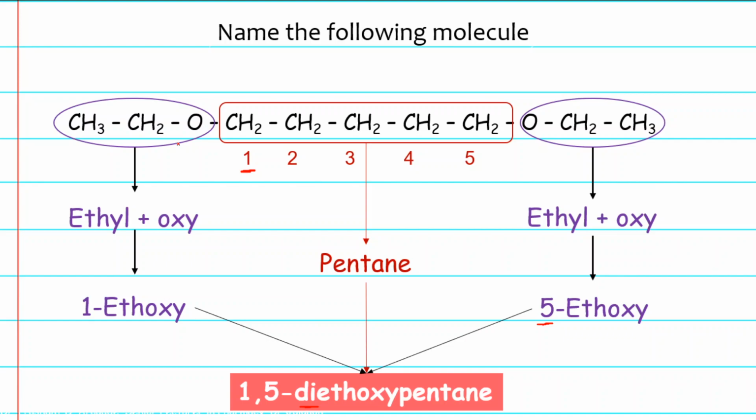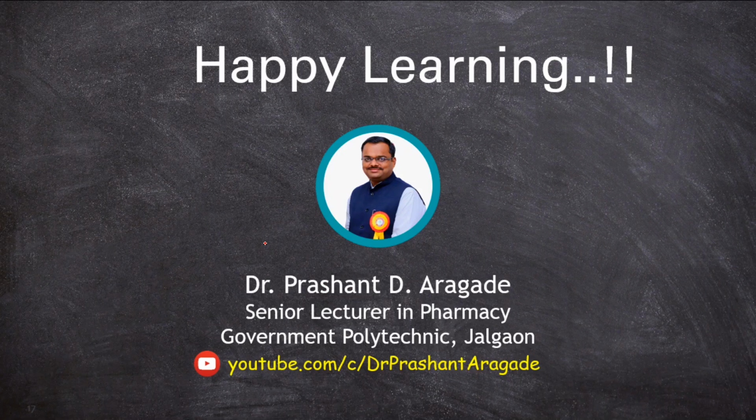So if it is present 2 times, then you have to use di. If it is present 3 times, then the tri prefix is used. And then you have to mention the position number. Remember that the position numbers are separated by commas, and the position number and name of substituents are separated by a hyphen. So the name of this compound is 1,5-diethoxypentane. Hope you have understood the IUPAC rules for naming the ethers.